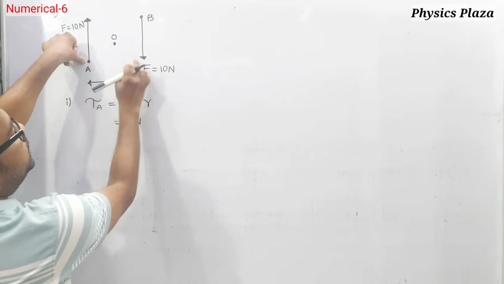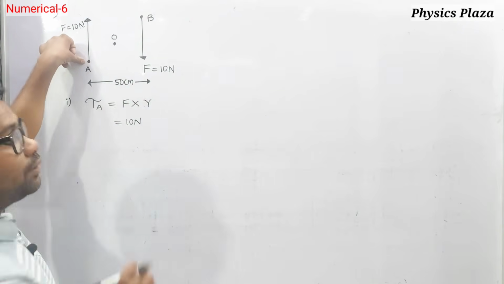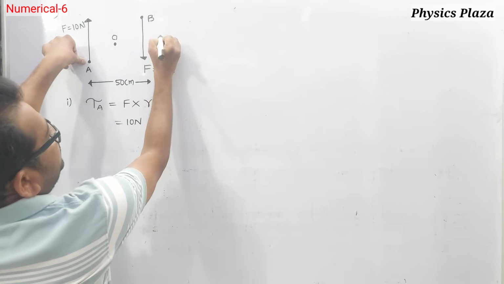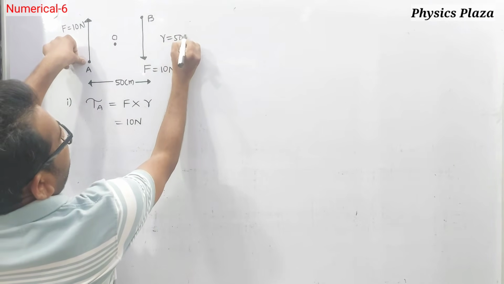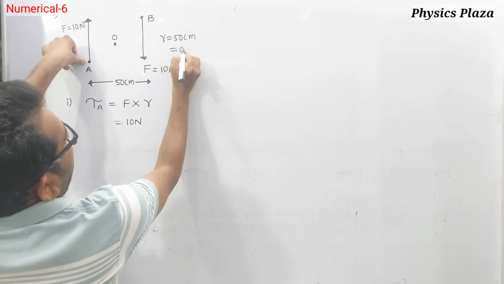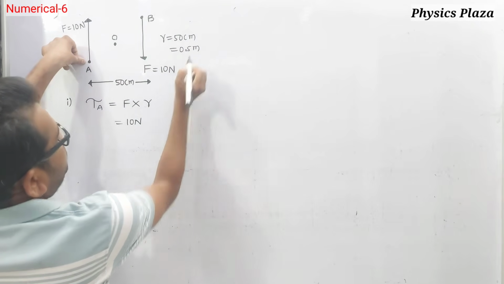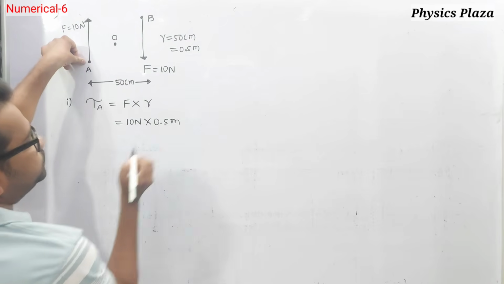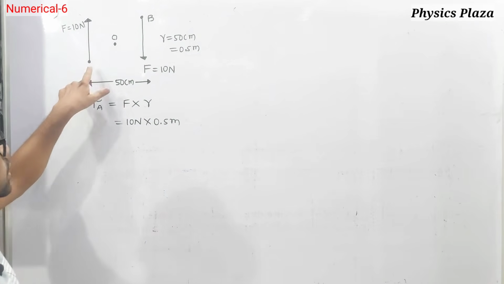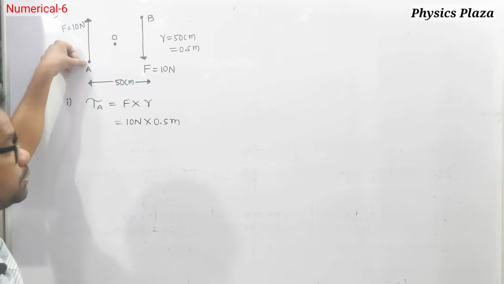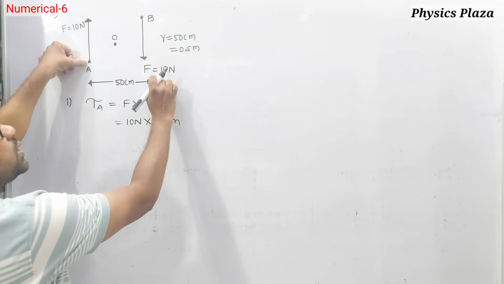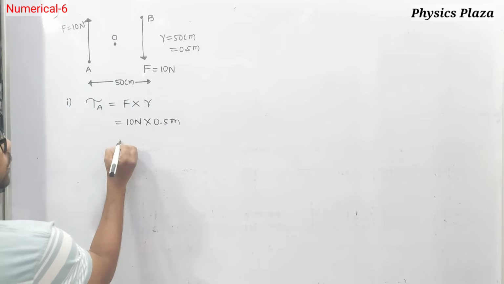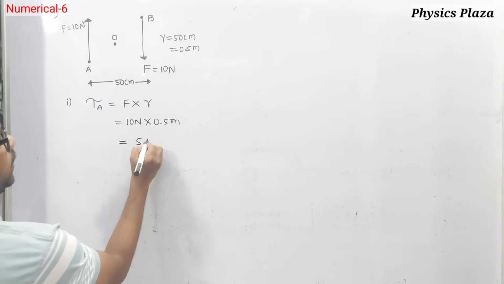So from here to here, 50 centimeters. Here also, very important. R is given as 50 centimeters. That is how much, children? This is 0.5 meter, so we should take 0.5 meter. It's very important. Due to this point A, let us say A is a pivot point, and this force will produce a moment. So this is going to be 10 into 0.5. It will be 5 Newton meter.